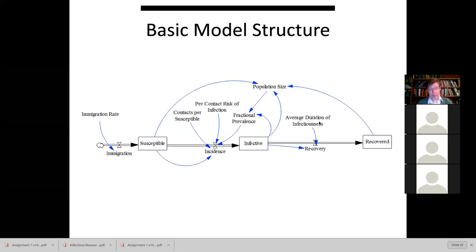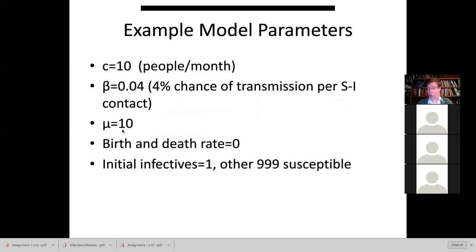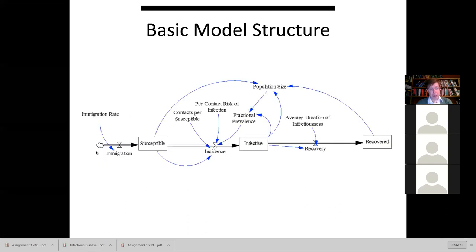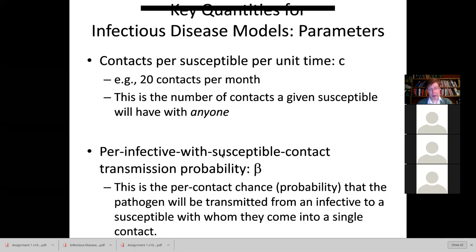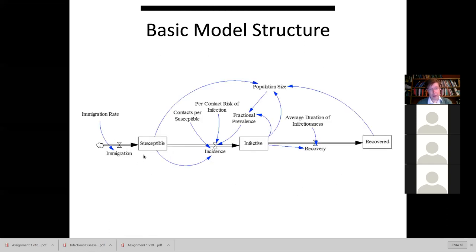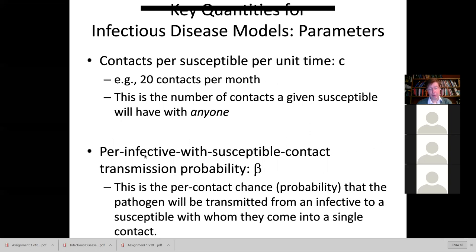There's some average duration of infectiveness, mu, which should be given as 10 months. I should have written that out. Birth and death rate I had as zero, and initial infectives I had as one here, and everything else is zero. Okay, and we'll see some of the dynamics from this, okay?